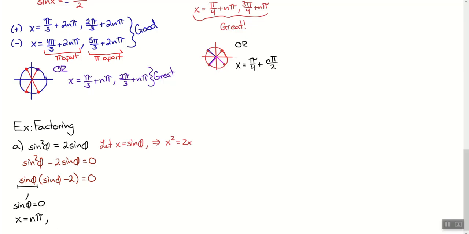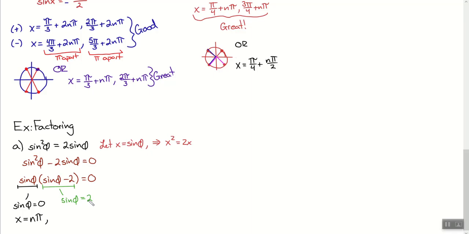And I'm going to switch colors one more time. And let's see, I'm feeling green with envy because you guys get to do this. I get to do it too, but it worked for the color. The other factor, sine phi minus 2 equals 0. And again, I hate that phi. I don't know why it's coming out so ugly. And instead of saying sine phi minus 2 equals 0, I'm going to add 2 to each side immediately.